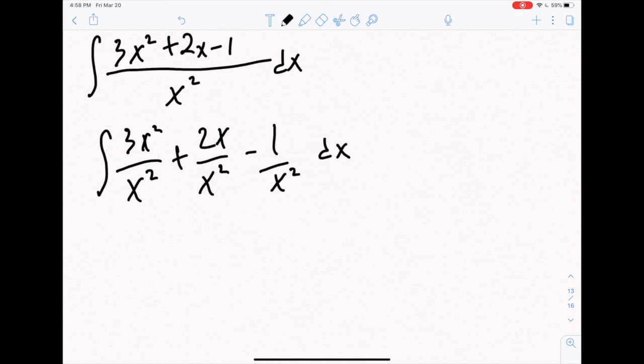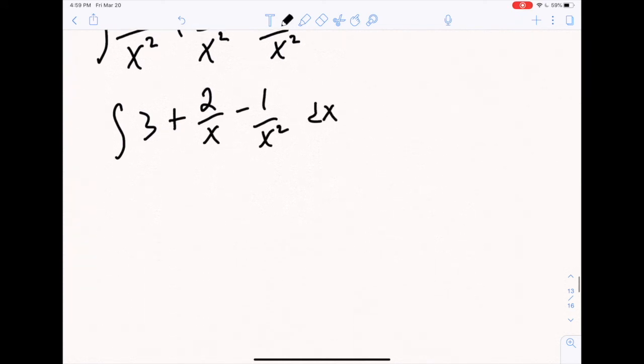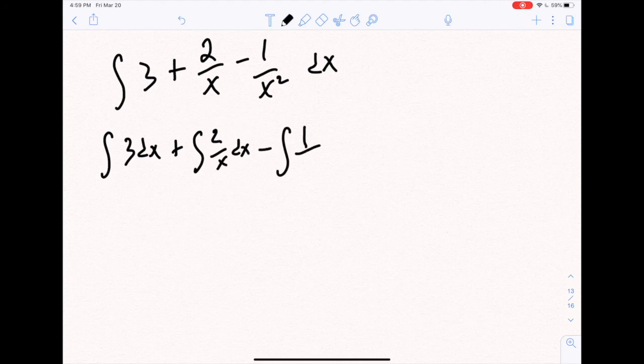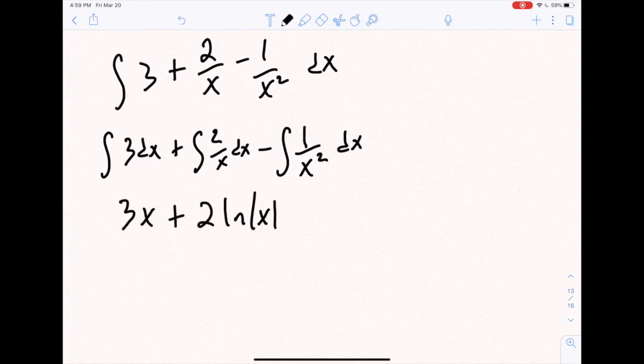dx. Well, now we get some cancellation, which is nice. 3x squared over x squared is just 3 plus, and then 2x over x squared is just 2 over x minus 1 over x squared dx. And this is the same as the integral of 3 dx plus the integral of 2 over x dx minus the integral of 1 over x squared dx, which is 3x plus 2 times the natural log of x plus 1 over x plus some constant c.